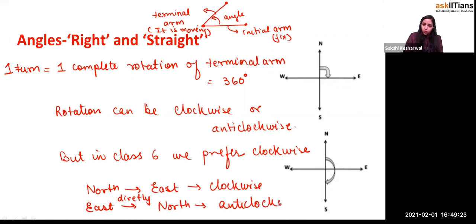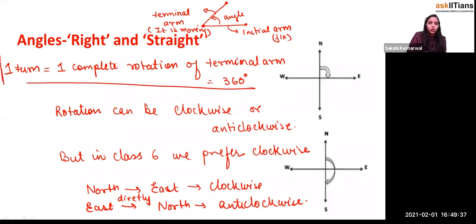So we have seen, beta, that one complete turn, one complete rotation, gives you 360 degrees. This is important. One complete rotation is equal to 360 degrees, right? This is important.